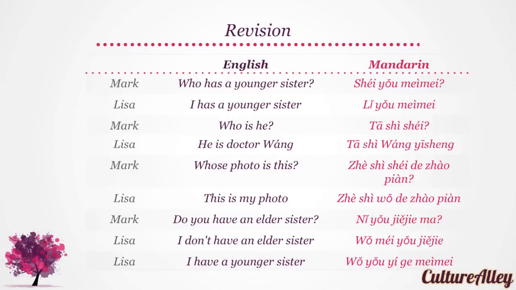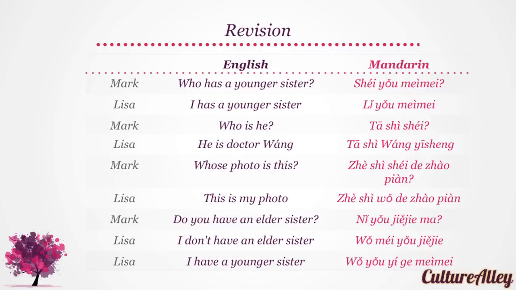Now let's take a look at all the sentences we've covered today as a conversation. As always, first in English, followed by Mandarin. Who has a younger sister? Lee has a younger sister. Who is he? He is Dr. Wang. Whose photo is this? This is my photo. Do you have an elder sister? I don't have an elder sister. I have a younger sister.